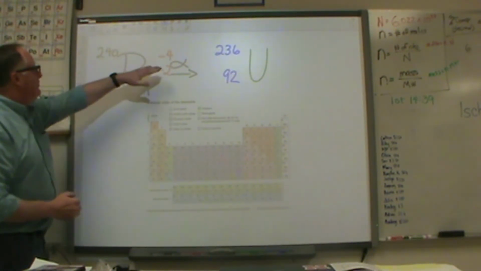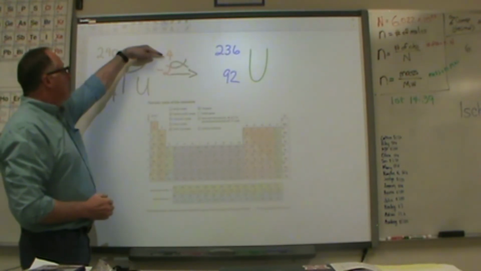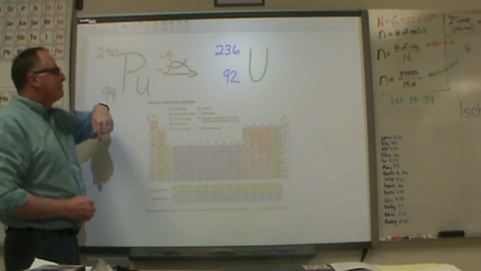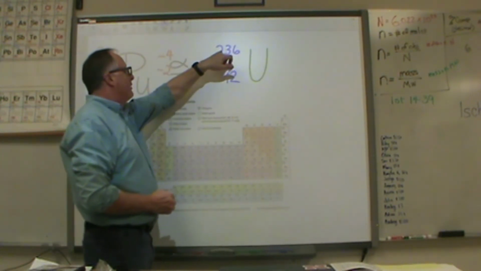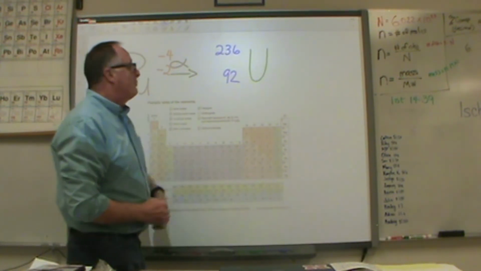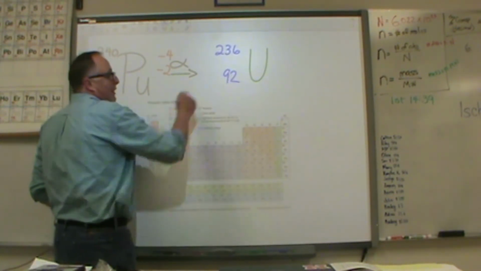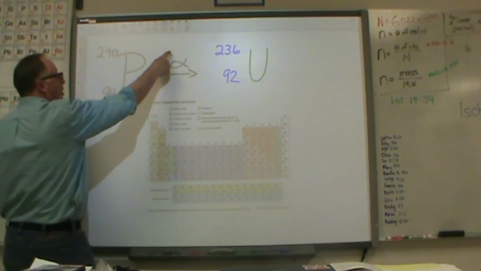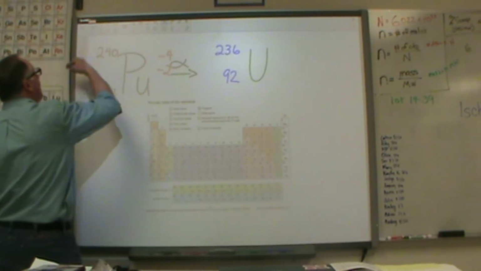So every time there's an alpha decay, you're going to lose 4 from the top and 2 from the bottom. You'll just write the top number and then the bottom number, and once you have it, you'll look on the periodic table, and that'll tell you what the new element is. So that's an alpha decay, always minus 4, minus 2.